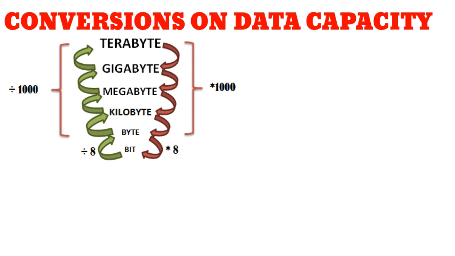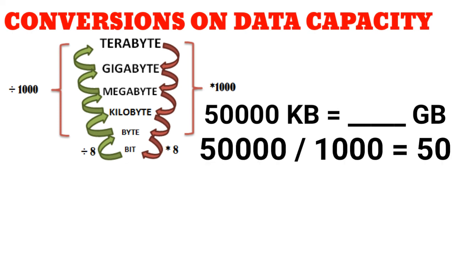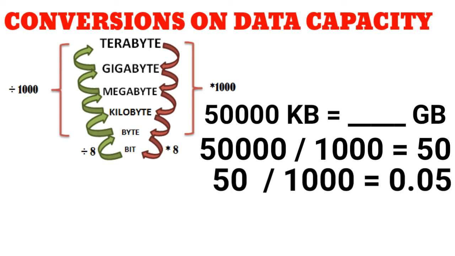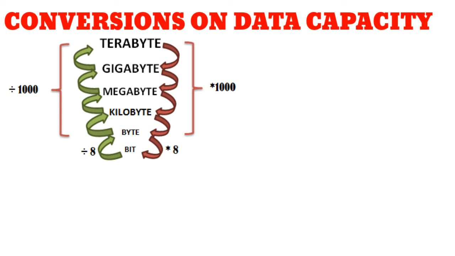Another example, convert 50,000 kilobytes to gigabytes. Looking to the guide, you need to divide 50,000 by 1000 twice. So, 50,000 divided by 1000 is 50, and 50 divided by 1000 is 0.05. So, our answer would be 50,000 kilobytes is equal to 0.05 gigabytes.